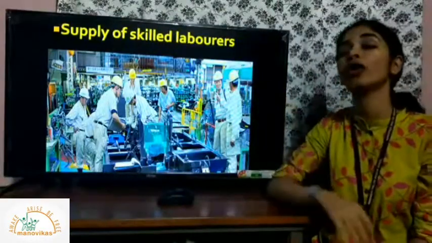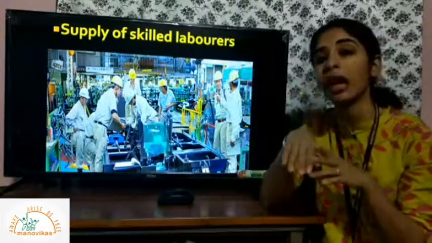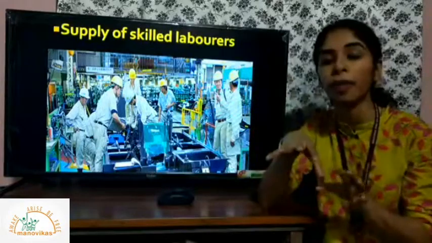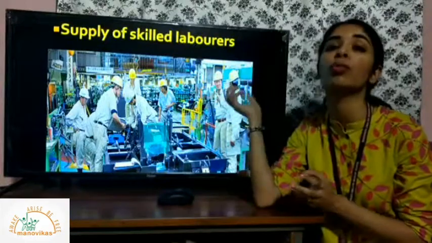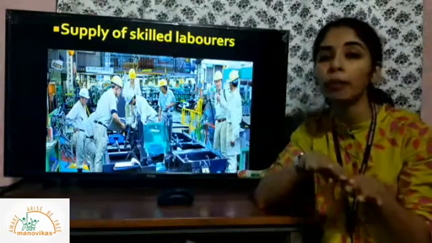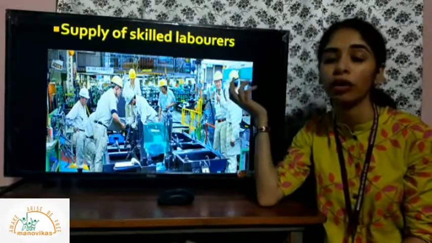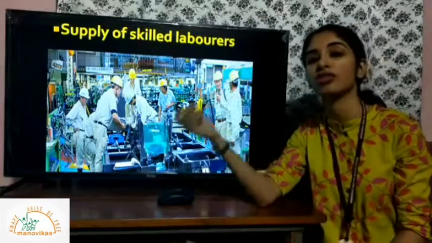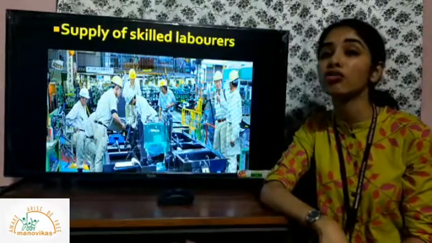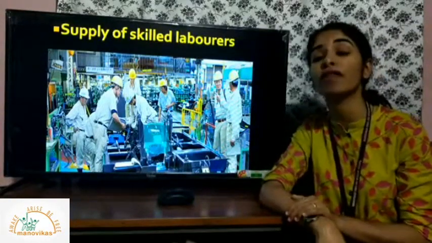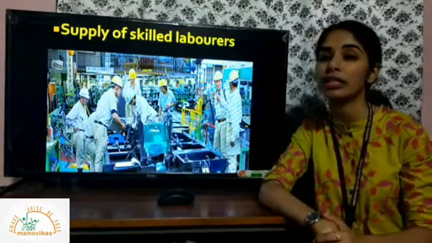Then next is supply of skilled laborers or manpower. Once an industry is established, once there are machines and power supply and raw material, people or manpower is required to make those machines work or to work in that particular factory. So for that, skilled laborers are mainly required, because without laborers, an industry cannot function. Laborers also should be available in large quantities, and they should know their craft very well. They should be well versed and skilled in that particular sector.